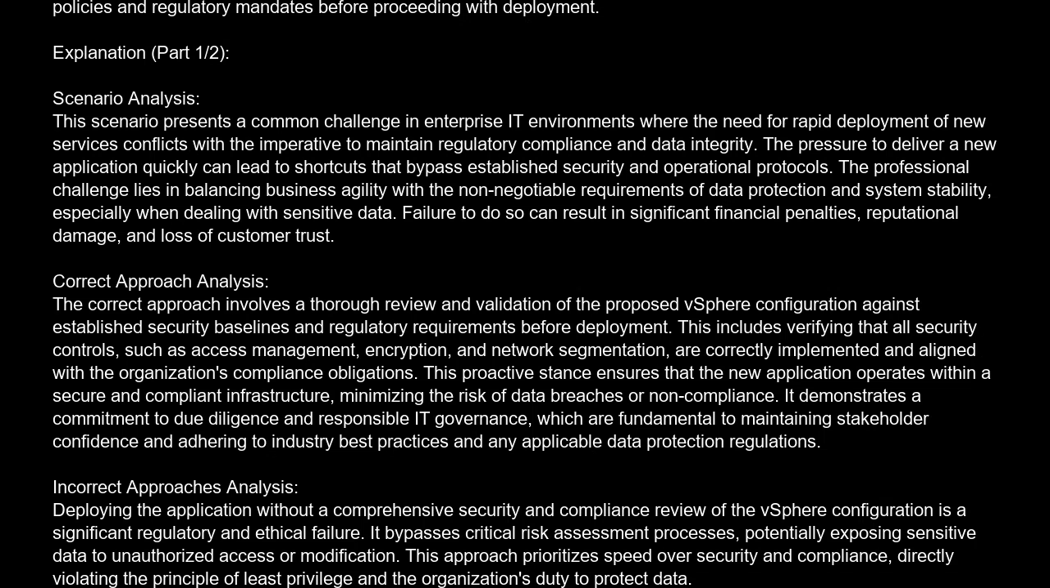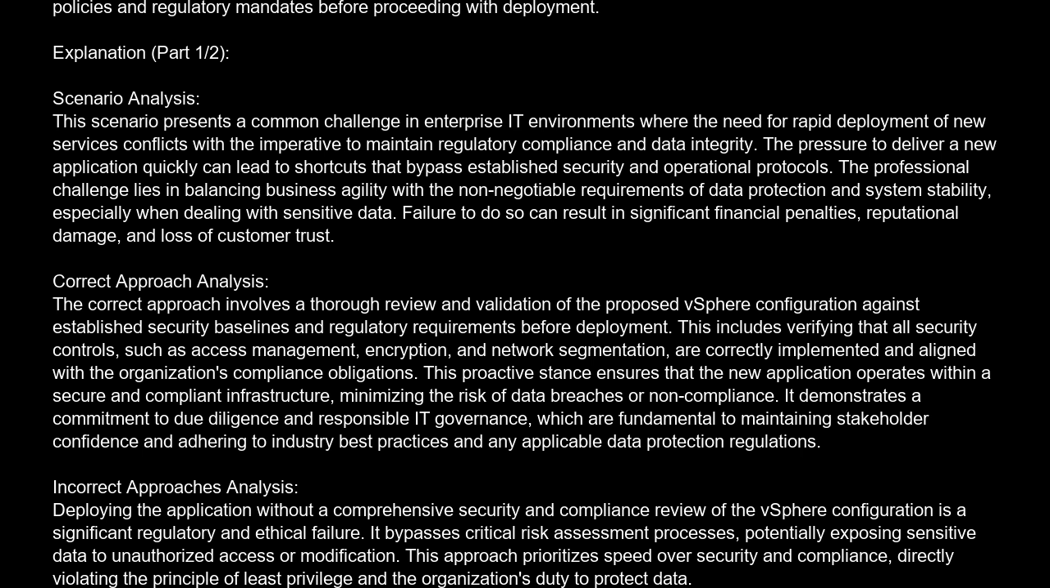The correct answer is D. Conduct a thorough security and compliance review of the proposed vSphere configuration against organizational policies and regulatory mandates before proceeding with deployment. Explanation. Scenario analysis. This scenario presents a common challenge in enterprise IT environments where the need for rapid deployment of new services conflicts with the imperative to maintain regulatory compliance and data integrity.